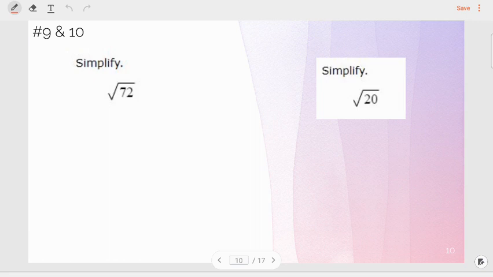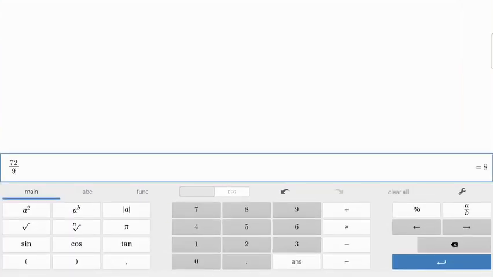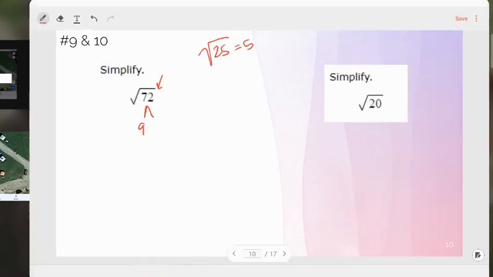All right, questions 9 and 10 asked me to simplify radicals. Now remember, the square root of 25 would simplify to 5, but the square root of 72 is not a perfect square. So I'm going to split it down so I can find some perfect squares. So 72 splits into 9 and 6, I believe. So we can test that out. 72 divided by 9 is 8. Oops.